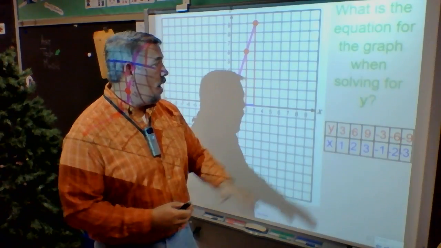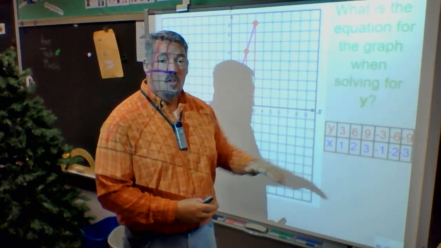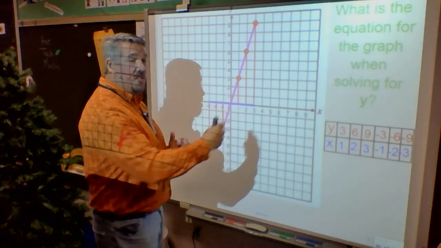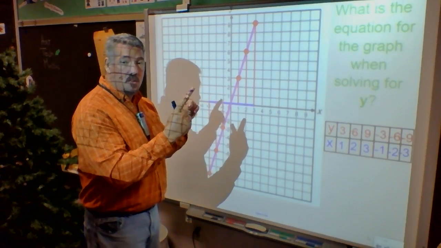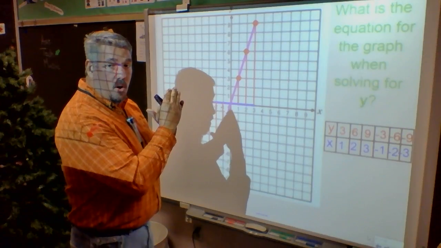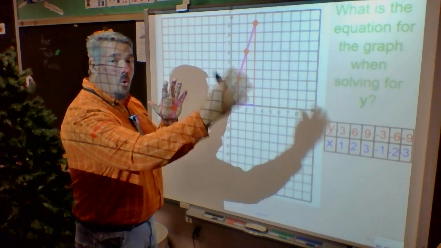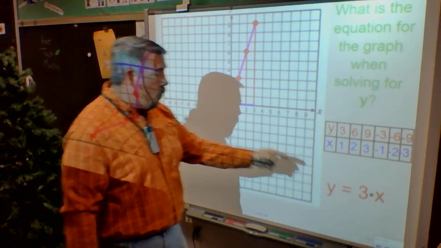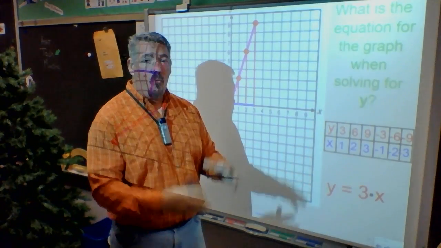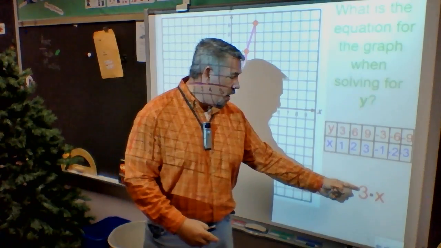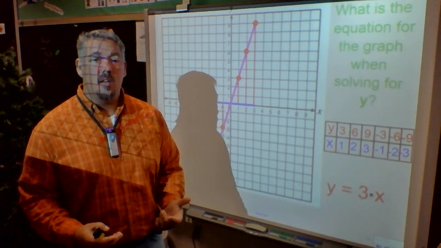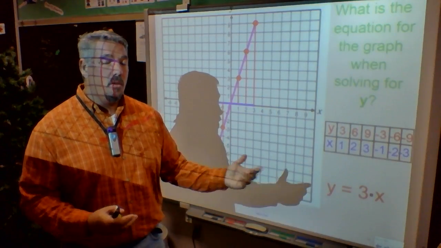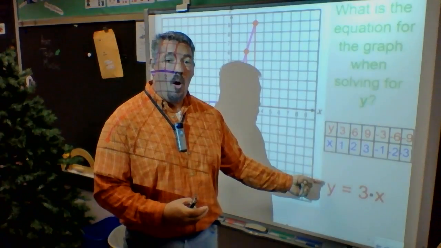So I know I'm solving for y, and it's an equation, so it has to be equal to something. I put the definition at the top of your paper once again, of what an equation is. It's a math formula with an equal sign. So my y is going to be equal to, every time, 3 times my x. Doesn't matter what x is. If I multiply it by 3, then I know what my y is.